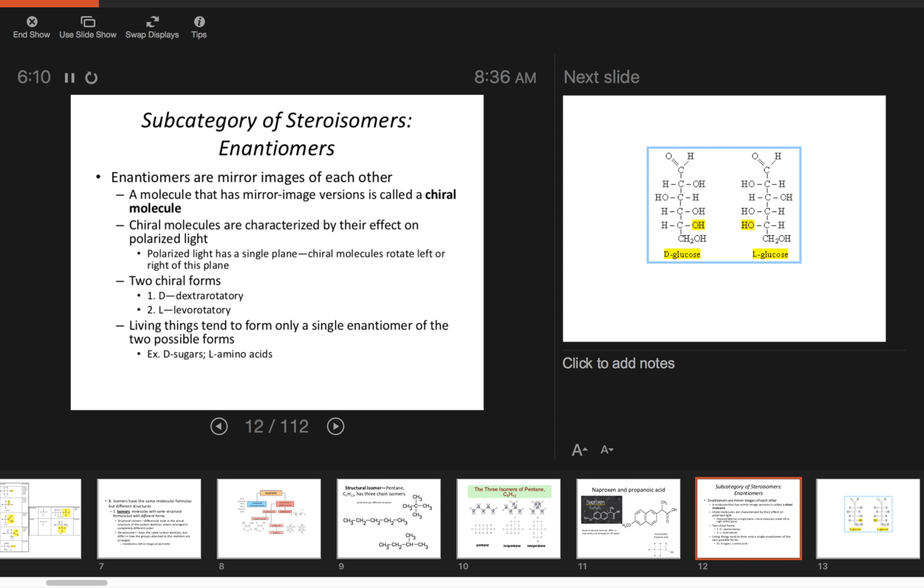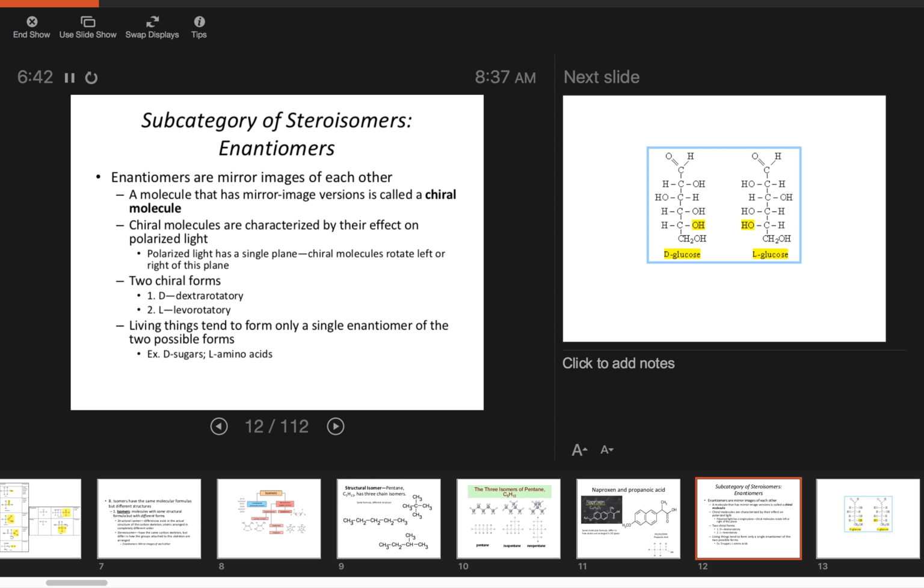So the subcategory of stereoisomers and enantiomers, mirror images of each other. If you see the word chiral, that's talking about mirror images, the left-handed, right-handedness of a molecule. And it has everything to do with polarized light. It has a single plane, and so chiral molecules can either rotate left or right from this plane. There are two forms. You could be left-handed or right-handed. So D is right-handed and L is left-handed.